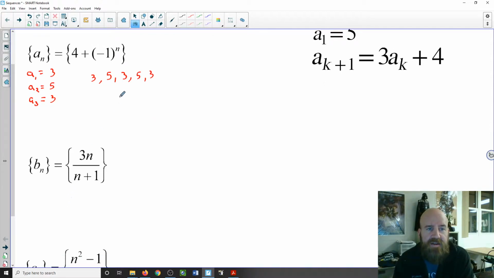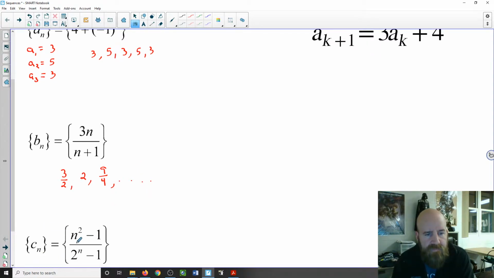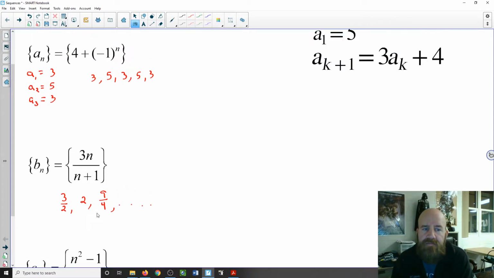Another example, b sub n, we're doing the same exact thing. We're going to find the terms of the sequence, plug in 1, so we get 3 over 2. If we plug in 2, we get 6 over 3, which is 2. Plug in 3, we get 9 over 4. And so on and so forth. We just keep plugging values in to find the terms of the sequence. I think we get the idea here.